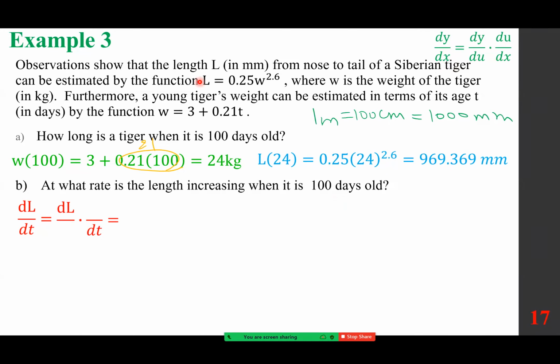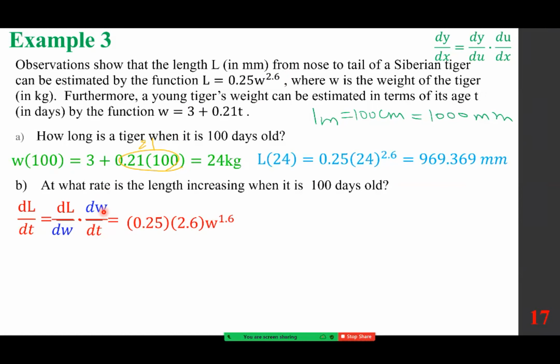And then the intermediate variable, L is a function of W. See, W is 3 plus 0.21 t. So the intermediate variable over here was U, over here is W. So we have dW in both of these places. And I wrote it in this fashion so you can easily figure out what you have to use here. So what is dL/dW? Take a look at this one. This is 0.25 remains, times 2.6 becomes a coefficient, W to the power of 2.6 minus 1, or 1.6. So this is dL/dW.